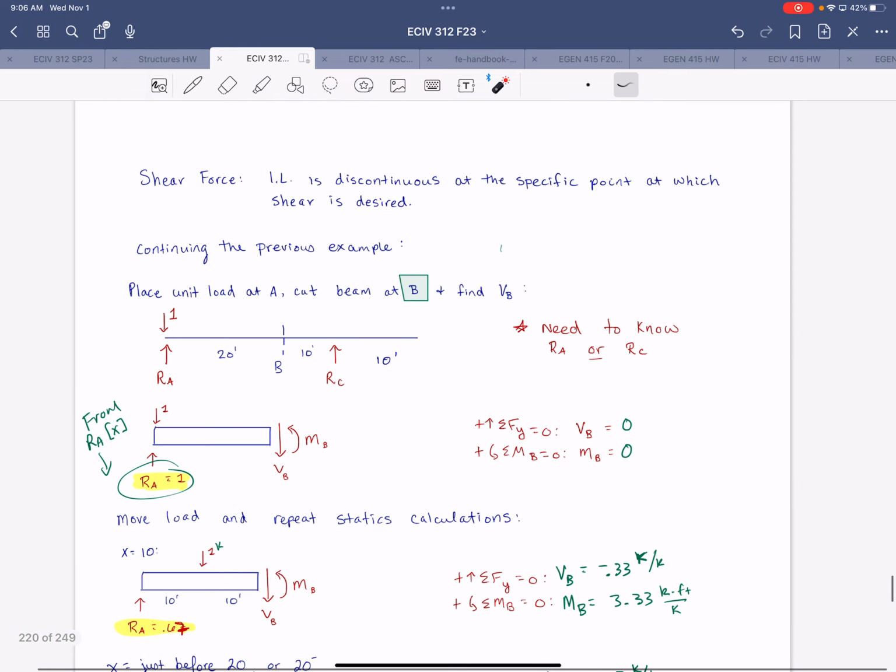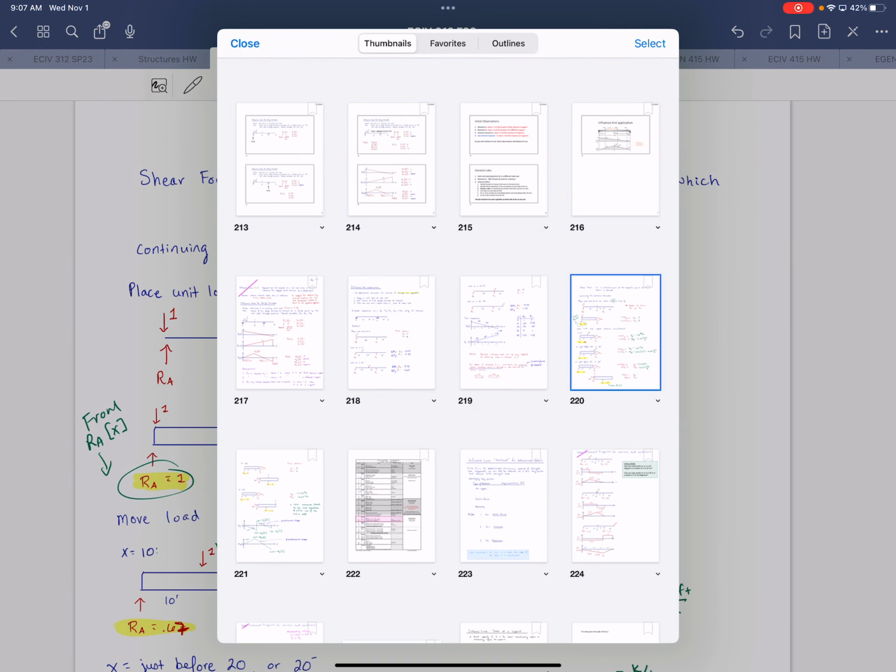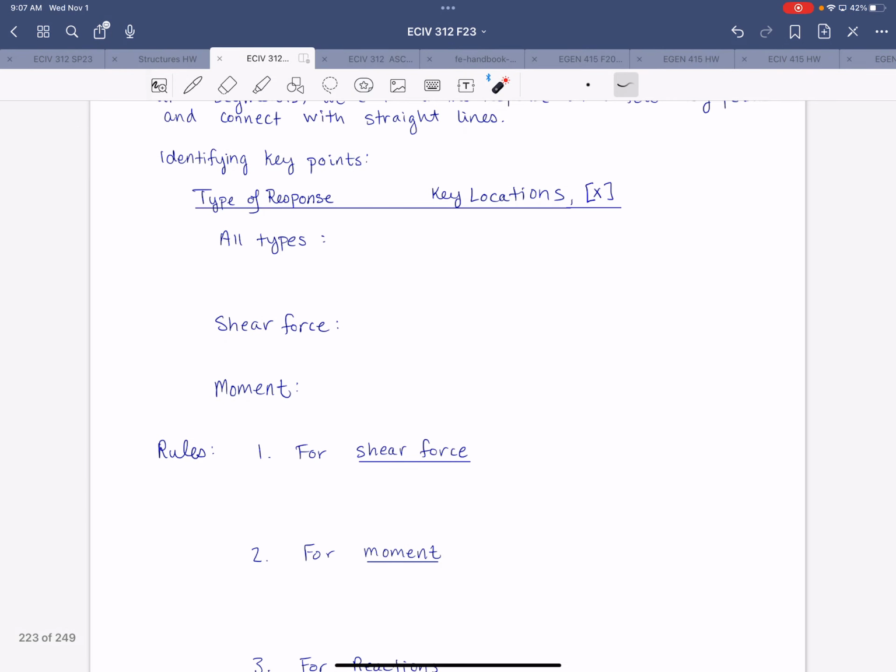And we are marching it in this example. We did 10-foot increments. So it was here and then here and then here and then here. All right, 10-foot increments along the length. But we don't necessarily need to calculate the reactions and responses for all of those locations of the unit load. So now I'm going to show you how to identify the key locations where you need to consider the placement of the unit load in order to properly develop a complete influence line.